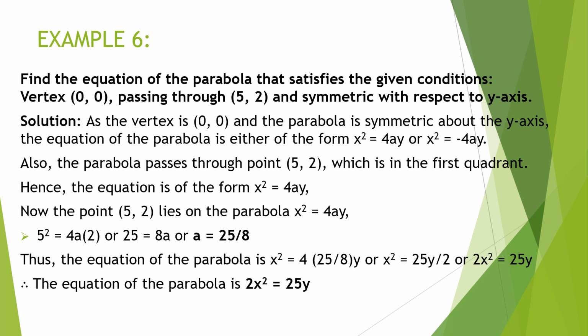So in the equation of the parabola, we put x is equal to 5 and y is equal to 2. So we get the value of a as 25 by 8. Hence the equation of the parabola is x square is equal to 4ay. On simplification, x square is equal to 25 by 2 y, or 2x square is equal to 25y.